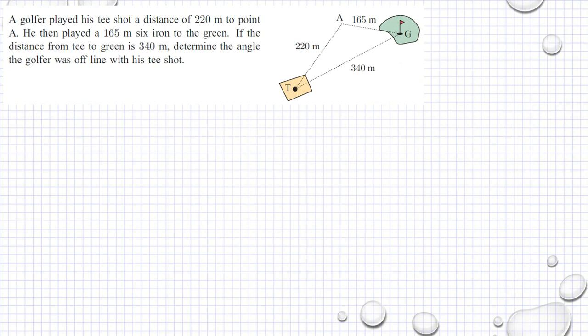PR. Okay. Here is another. A golfer played his tee shot a distance of 220, as you can see here, to point A. Then he played a 165 meter 6 iron to the green. There you go. If the distance from tee to green is 340, determine the angle the golfer was offline with his tee shot.